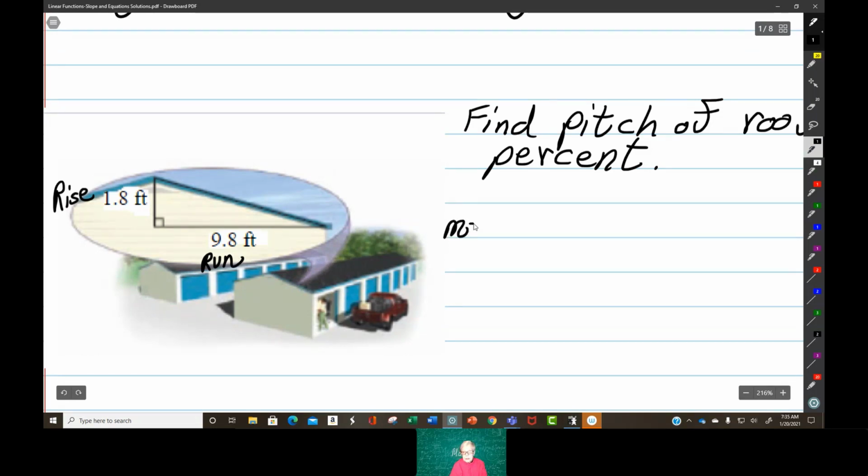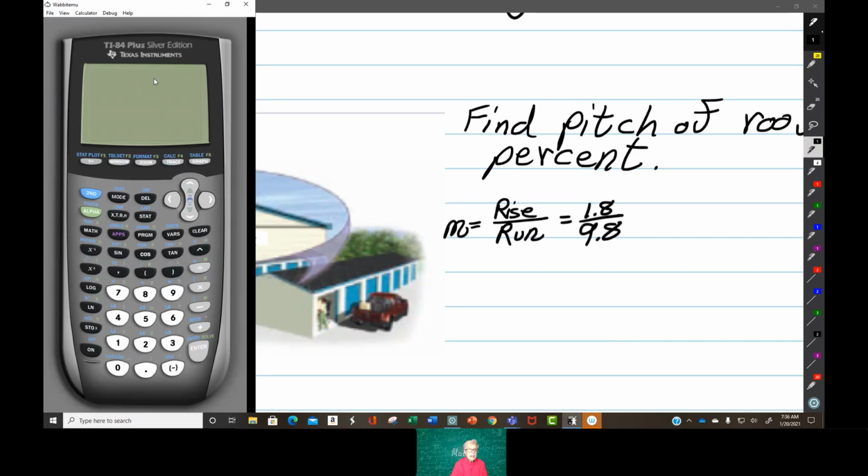Slope equals the rise over the run. So this is going to equal 1.8 over 9.8, and of course, I'm going to get my calculator.